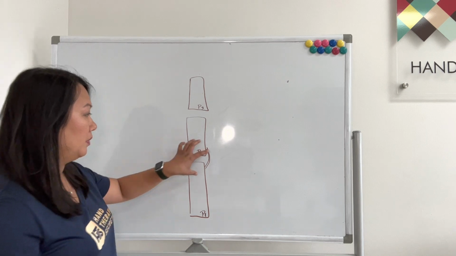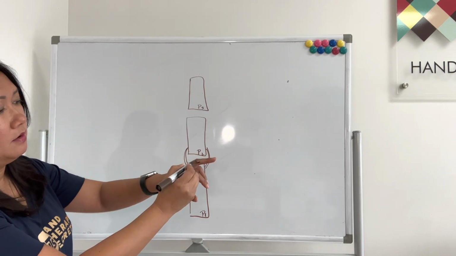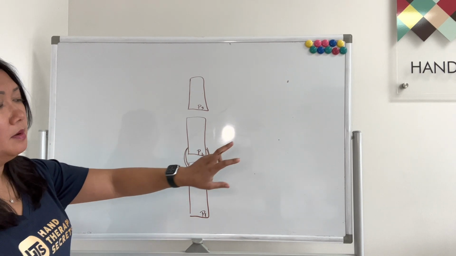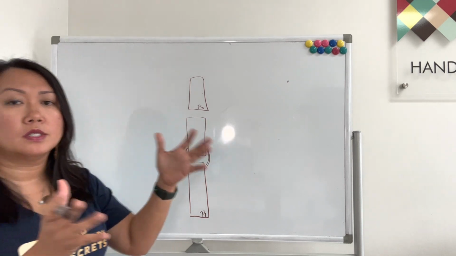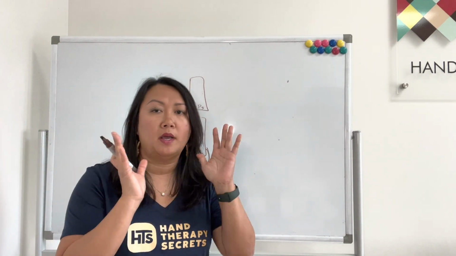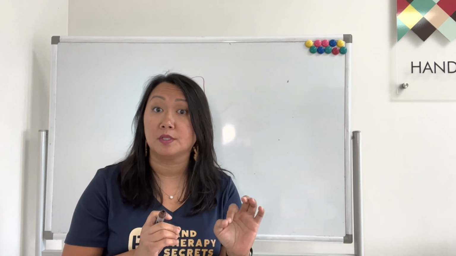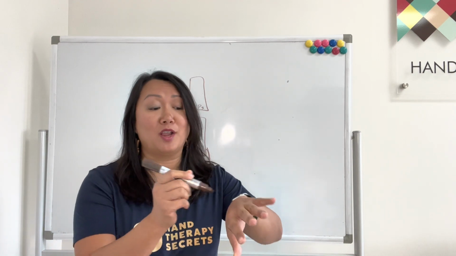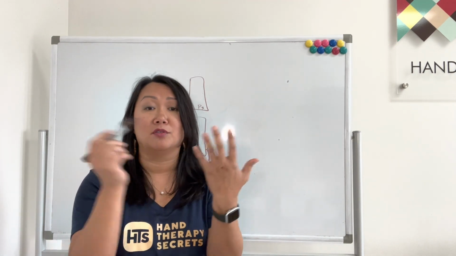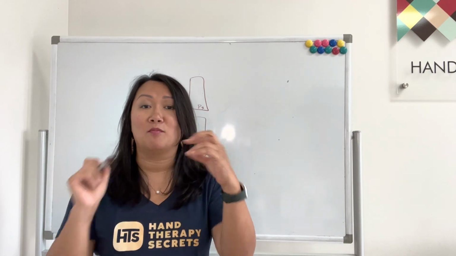We have collateral ligaments on the side of P1, P2, and those ligaments are always tight. It doesn't matter if you're in extension, if you're in flexion, they're always tight. And this is one of the reasons why they're always the problem child of the hand. You can break your big knuckle, you can break your little knuckle, and you'll still have problems with your PIP.